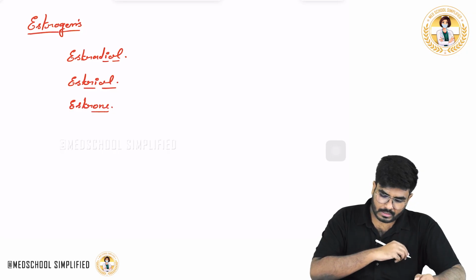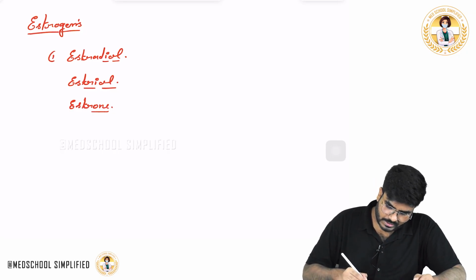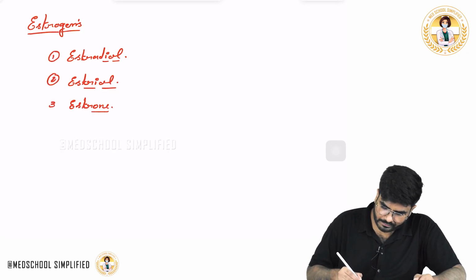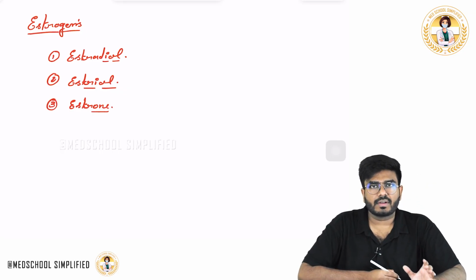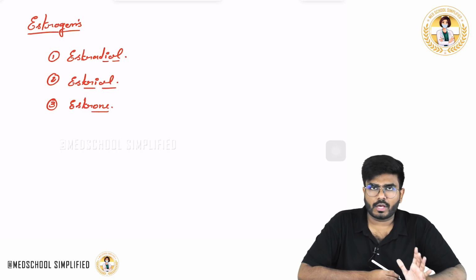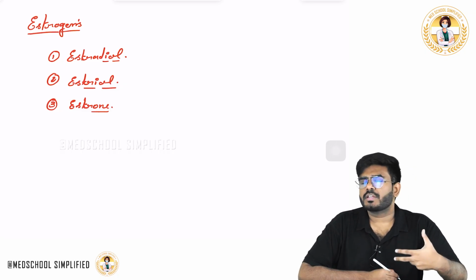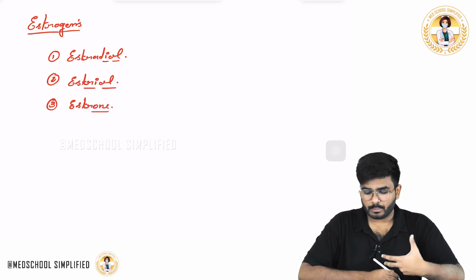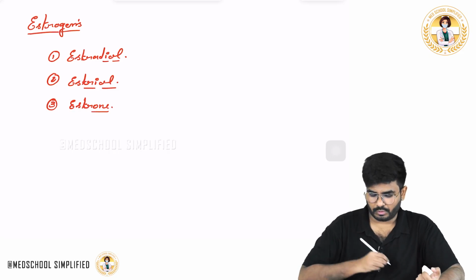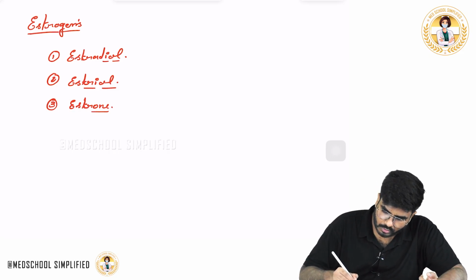So all these estrogens are derived from where? They are all derived from cholesterol. Cholesterol is the raw material for the estrogens. So all these are steroid hormones, which means they are derived from cholesterol. Out of all these three, which hormone is the most potent in nature, highly powerful? Estradiol is the most potent.